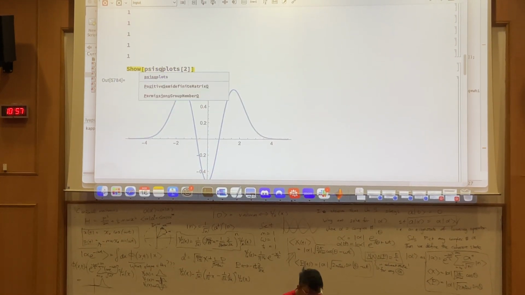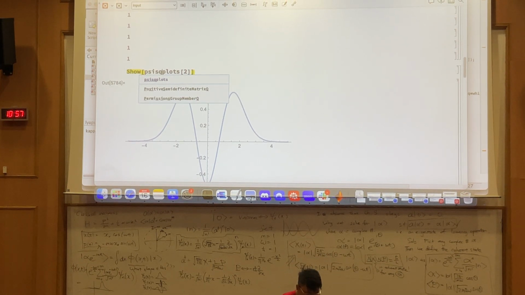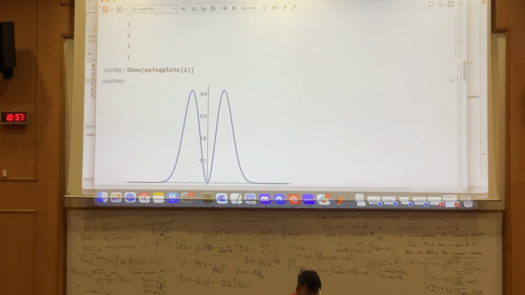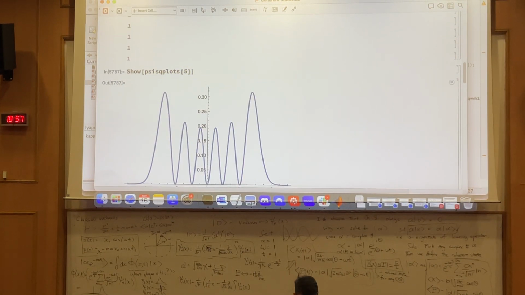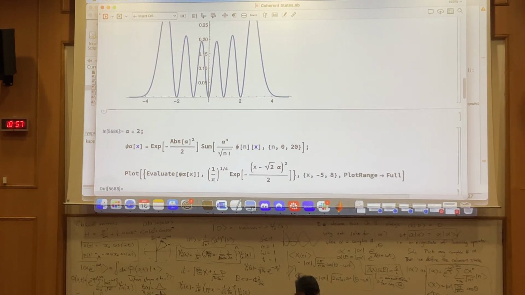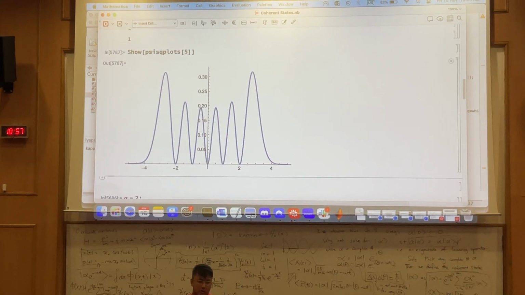Let's square it. So I'm just squaring this function, so everything should be positive now. And then this bump should go up. Okay, so it goes up. Psi 1 looks like that. Psi 5 looks like that. So on and so forth. Okay, fine. Everyone happy? So now we've defined what the wave functions are on the computer.